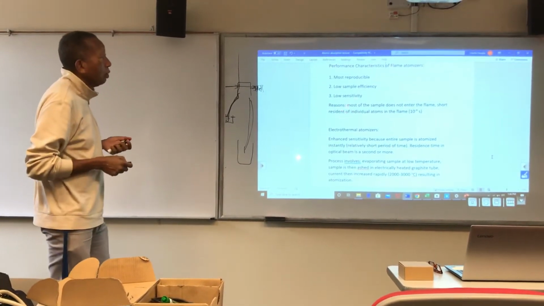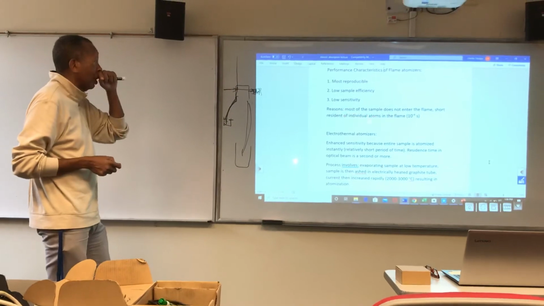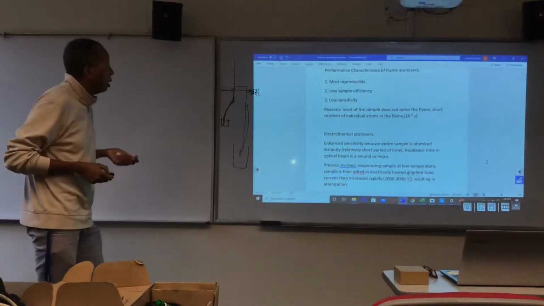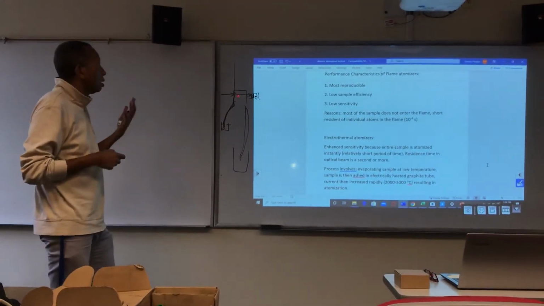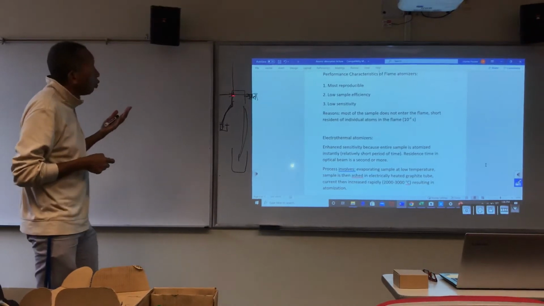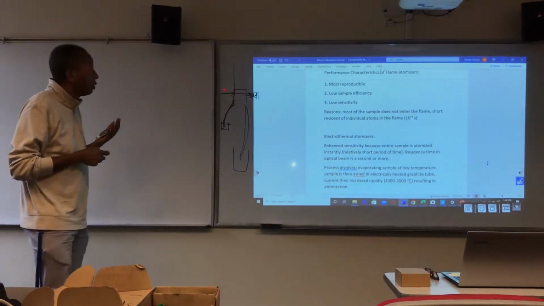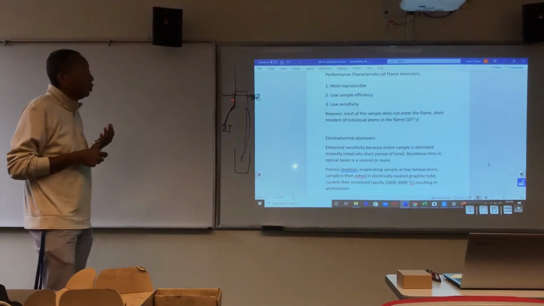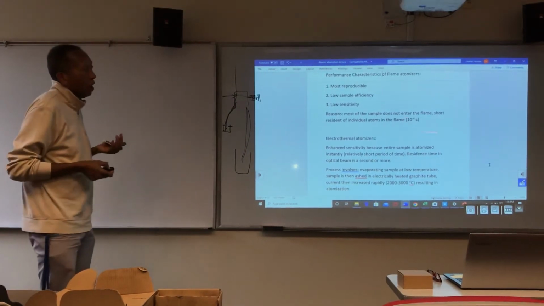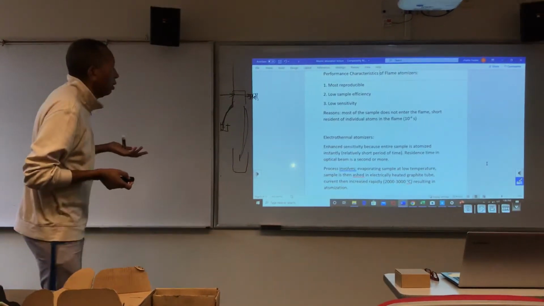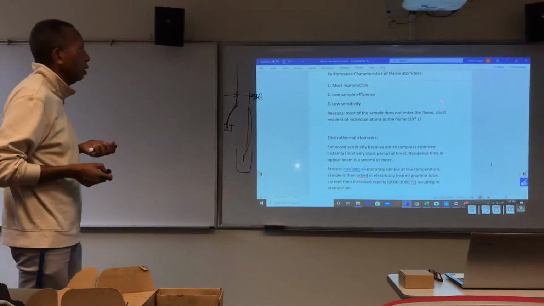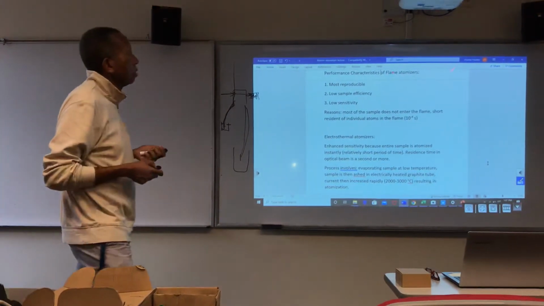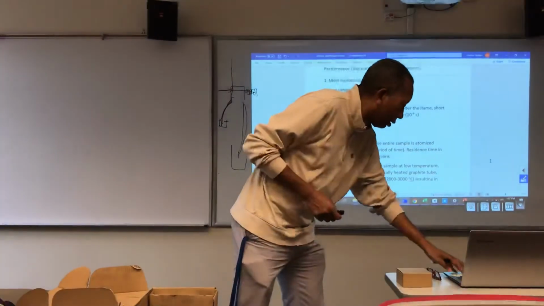The short resident time of individual atoms in the flame: how long does an atom really get to interact with the radiation from the source? And it's 10 to the minus 4 seconds. It's a really short period of time. So that results in low sensitivity. All right, so that's what happens for flame atomizers.